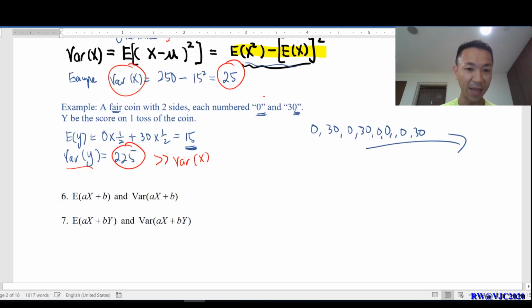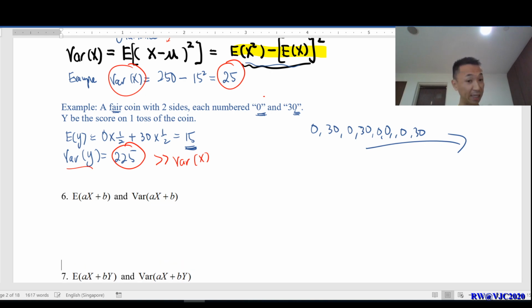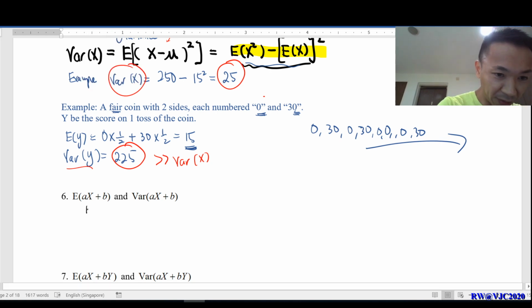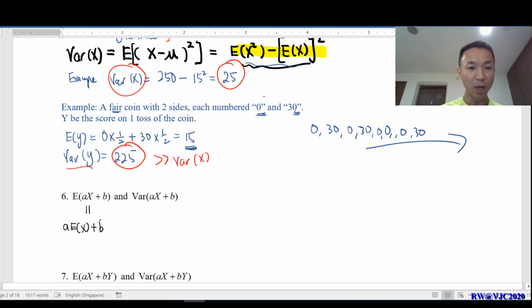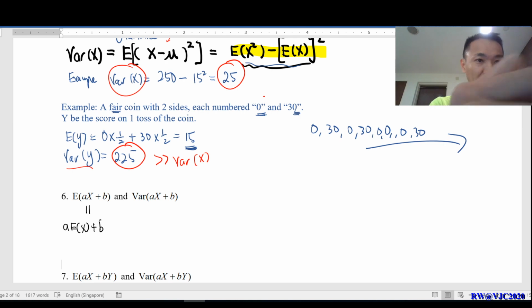What is, let's say I have ax plus b. a is some constant, b is some constant. What is the expected value of ax plus b? Now I'm going to use another example to illustrate why the relationship works. What is the expected value of ax plus b? I write down first. The expected value of ax plus b is a times the expected value of x plus b. Because b is a constant, can you imagine an example?